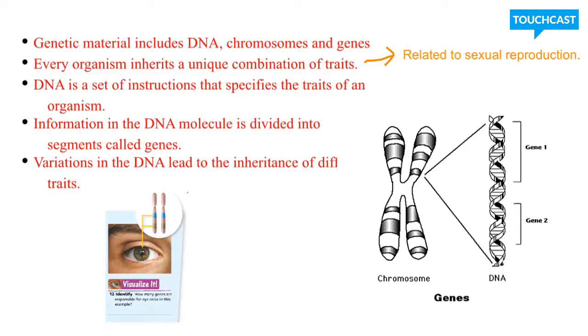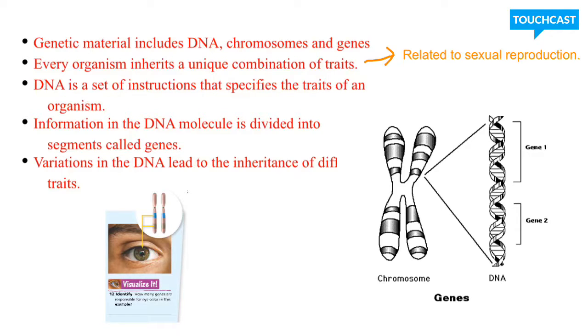DNA is a set of instructions that specifies the traits of an organism. Information in the DNA molecule is divided into small sections called genes. Then variations in the DNA lead to the inheritance of different traits. Oh, it got cut off, but that should be of different traits.